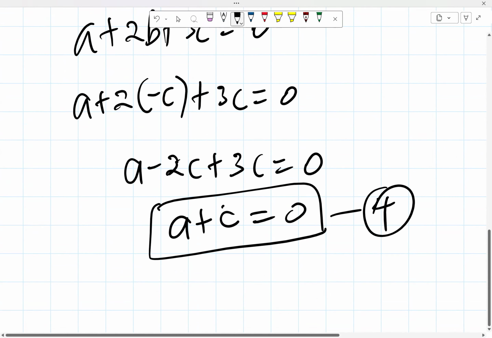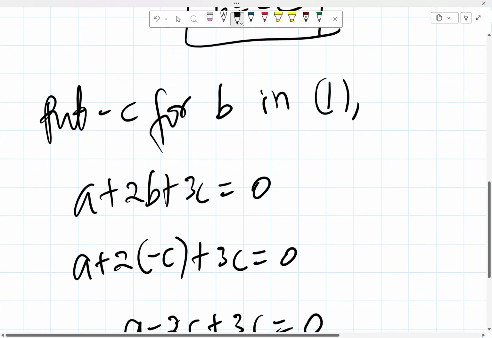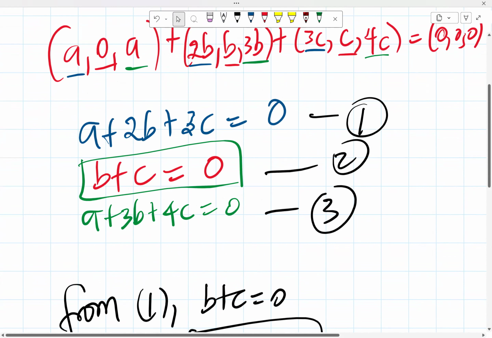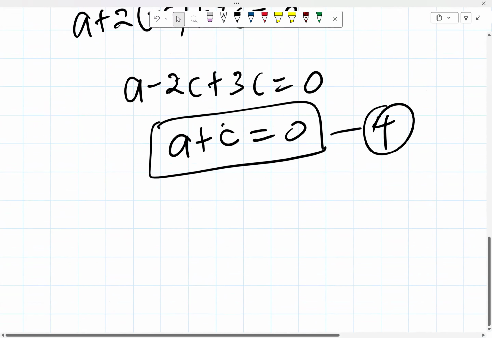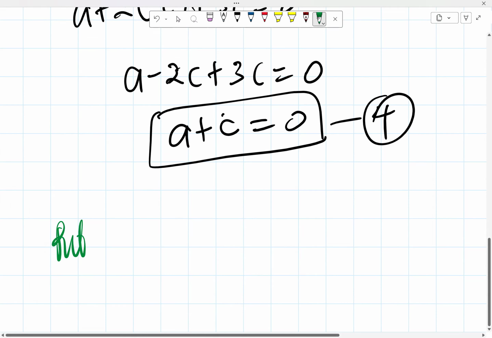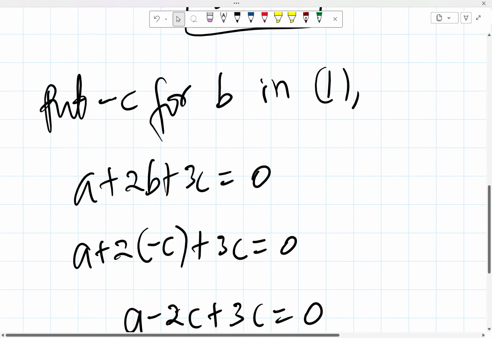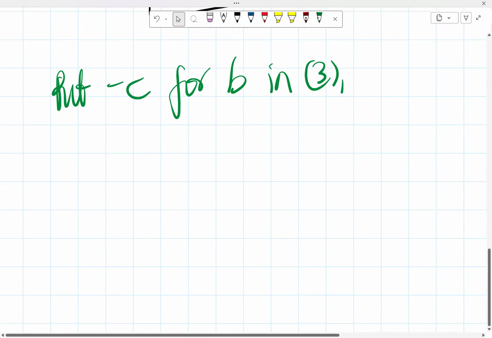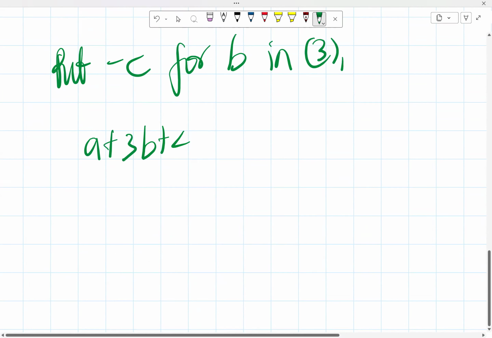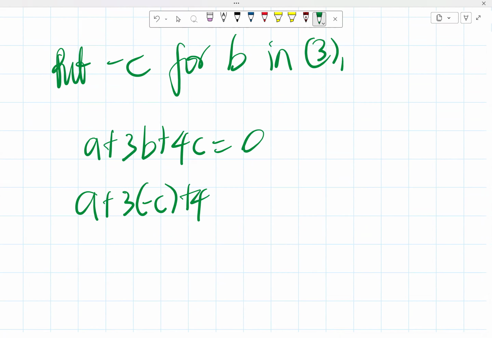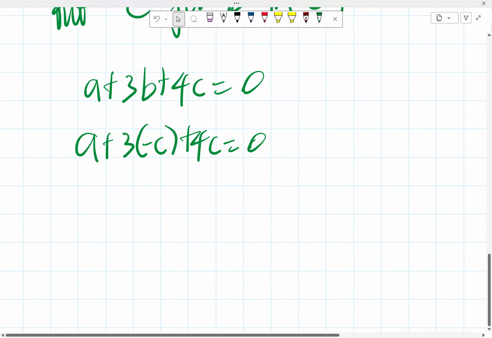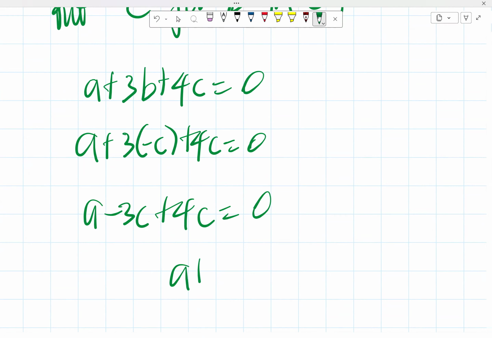Now, another thing you can do is the same substitution in equation 3, because you got this substitution from equation 2. You can put minus C for B in equation 3 again. So equation 3 is A plus 3B plus 4C equal to 0. So we have A plus 3 into minus C plus 4C is equal to 0. So you have A minus 3C plus 4C equals 0. Again, A plus C is equal to 0.